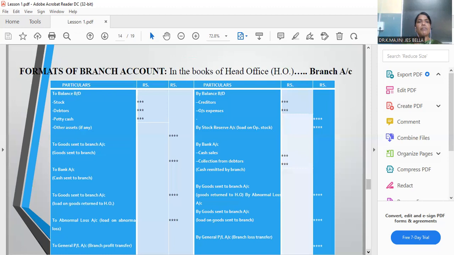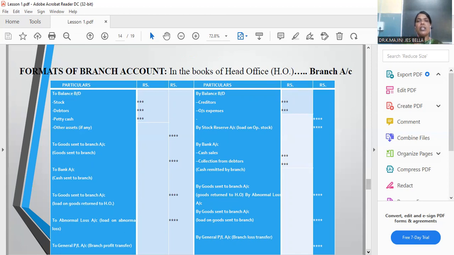So here, to balance b/d, what are the items? If any stock is available now, we write it as to stock, and that amount goes in the inner column. To debtors, to petty cash, to other assets. All the items you write in the inner column, then total it and write it in the outer column. Then to goods sent to branch. Any goods sent to the branch now, you write on the debit side. Then to bank account, any cash sent to the branch now, we write to bank account. Then to goods sent to branch, loading on goods returned to head office. That we write on the debit side. Then to abnormal loss account, loading on abnormal loss.